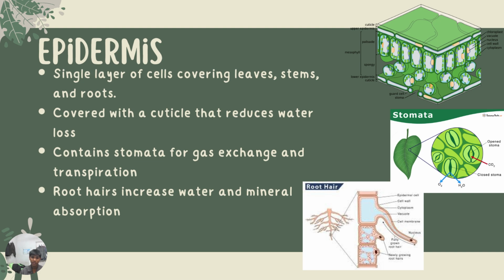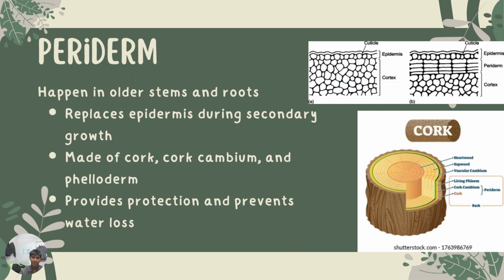It also has root hairs for increased water and mineral absorption. Stomata is for photosynthesis. Periderm happens in old stems and roots, replaces epidermis during secondary growth, and is made of cork cambium and phellem. It also provides protection and prevents water loss, as you can see in the image beside me.